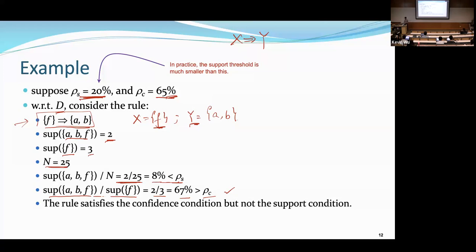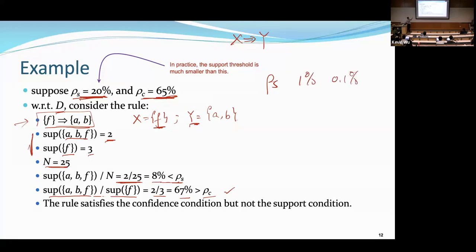Now, before we move on to discuss how exactly we find out these counts to determine whether a rule is valid or not, let me make a remark. In this toy example, I'm using a support threshold of 20% and a confidence threshold of 65%. In practice, the support threshold should be much smaller. With my experience finding associations or frequent patterns from different kinds of data sets, usually the support threshold would not be set so high. For example, you may want to set it to 1% or 0.1%, depending on your applications.